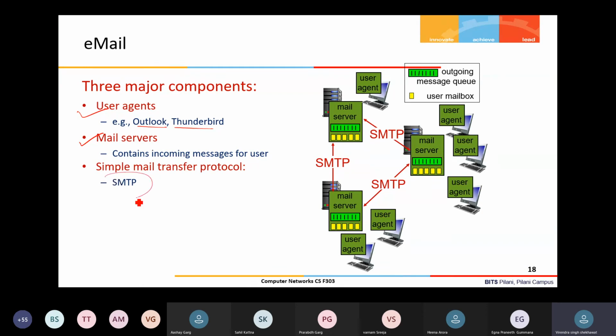The protocol which is used for mail transfer is SMTP. There are different protocols involved, and we'll see them one by one. SMTP is the Simple Mail Transfer Protocol, as the name indicates. You can see in this picture that you have a user agent which is running as a client on your machine, and the mail server is not residing at the client side.